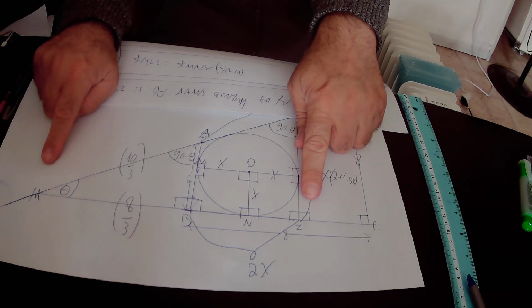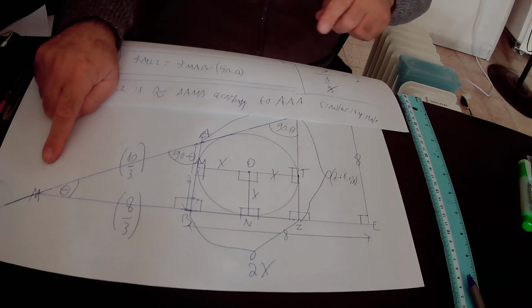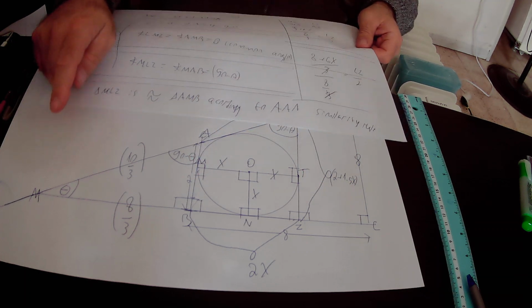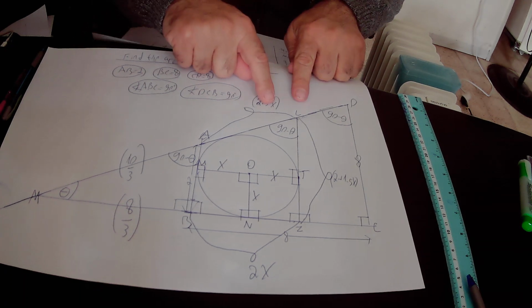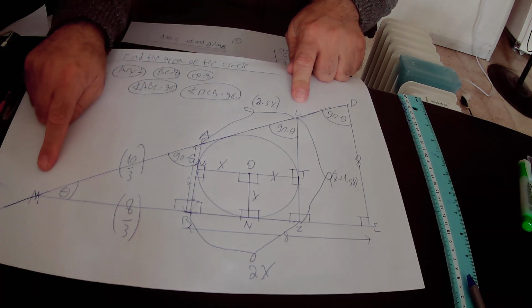MZ is 8 over 3 plus 2x, MB is 8 over 3. What is the length of LM? LM is LA plus AM. That is to say, LM is LA plus AM, that is 10 over 3. So in total, LM is LA plus 10 over 3.